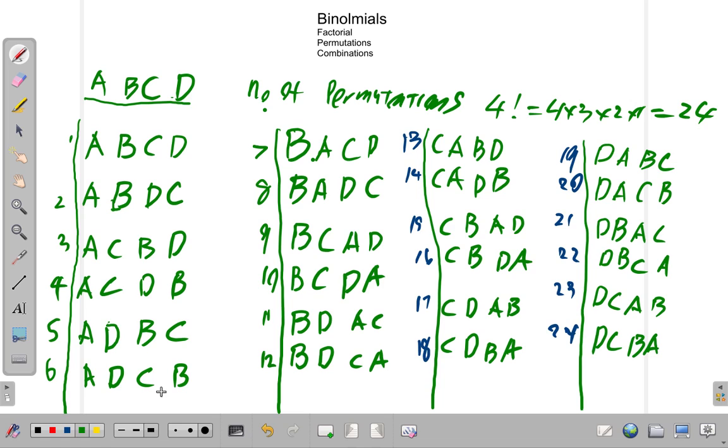Now remember, this is only one combination because the combination only thinks about them being there. It doesn't matter the order in which they are there. So this is just one combination. But there are 24 permutations. The order matters. Alright, we'll continue looking at this topic in another video. So I'll see you then.